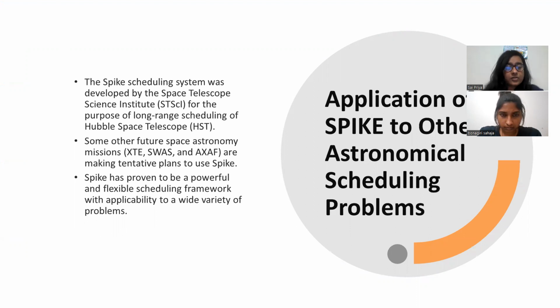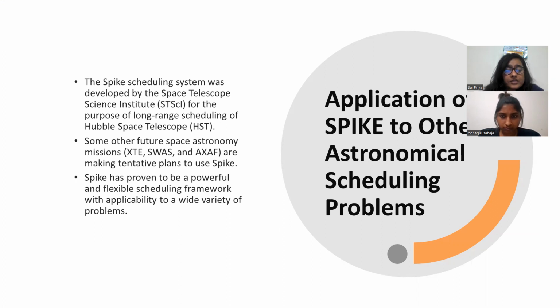And coming to the application of Spike to other astronomical scheduling problems, one of the most prominent applications is astronomy, as high-profile observation scheduling, as artificial intelligence technology has progressed from the research lab to more widespread use. The Spike scheduling system was developed by the Space Telescope Science Institute for the Hubble Space Telescope. Spike has been used at STScI on a daily basis since well before the HST was launched in April 1990. Other missions have been added to the system.